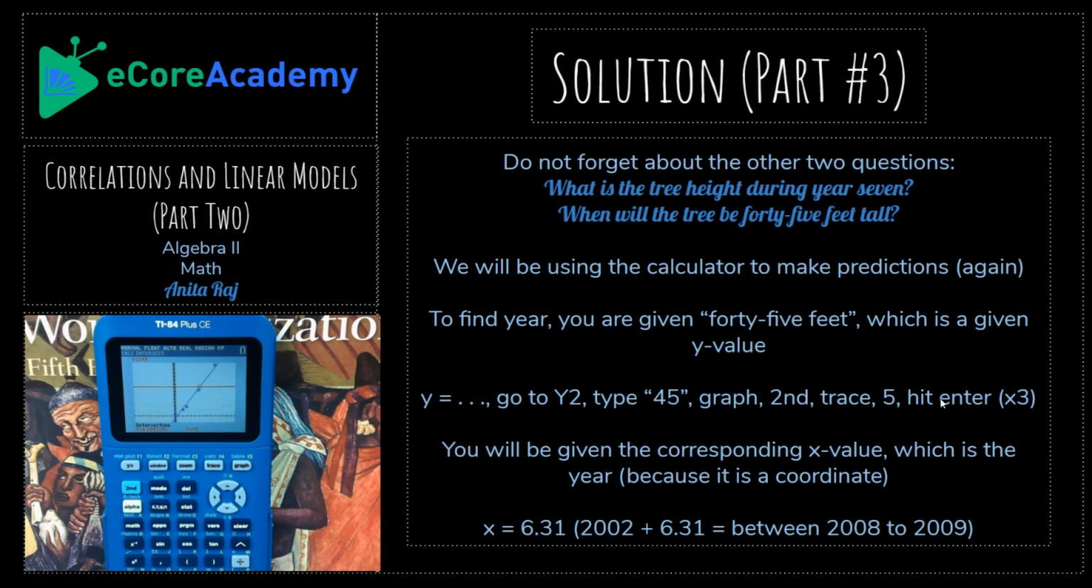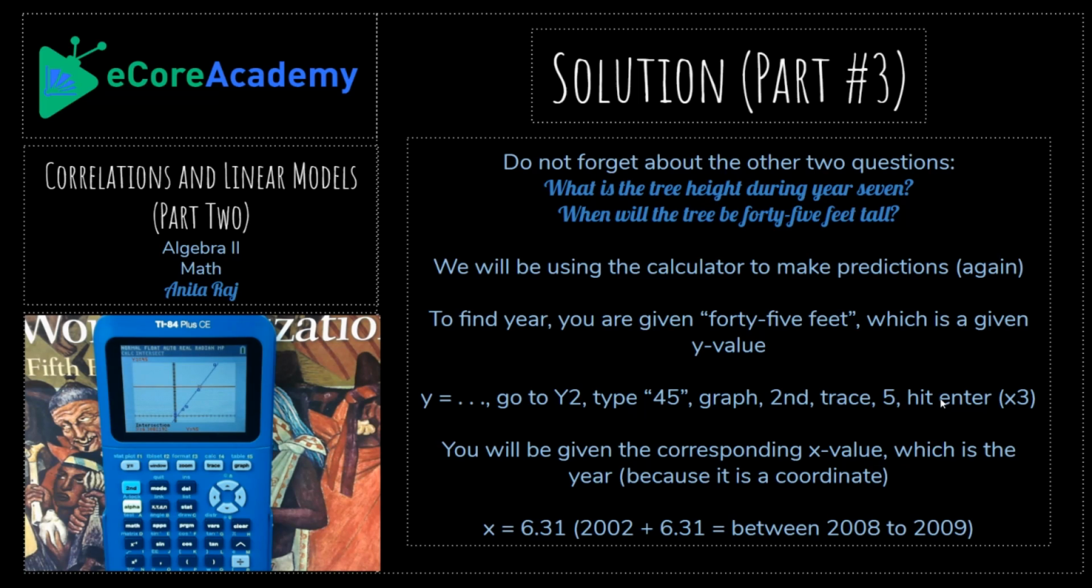So if someone was asking you this question and you said it'll be this tall in year 6.31, would they understand that? No, because that's the scale that we are using for our convenience on the calculator. You need to convert this back into real years. So in order to do that, you're just going to add 6.31 years to year 0, and year 0 is 2002. So 2002 plus 6.31 is going to be equal to 2008.31.